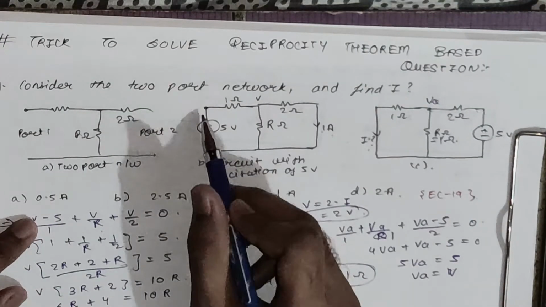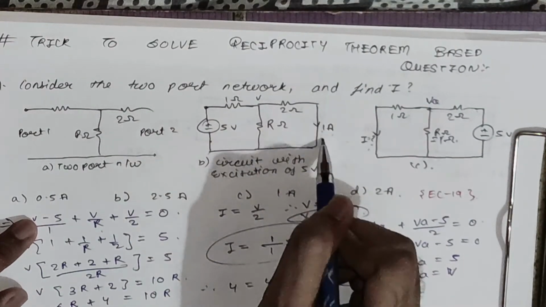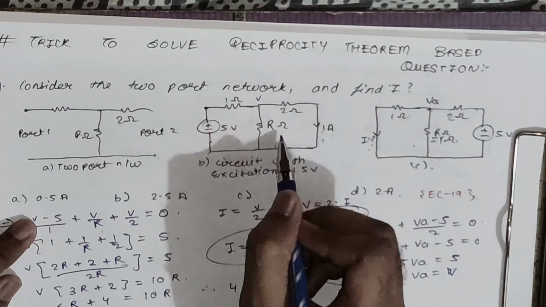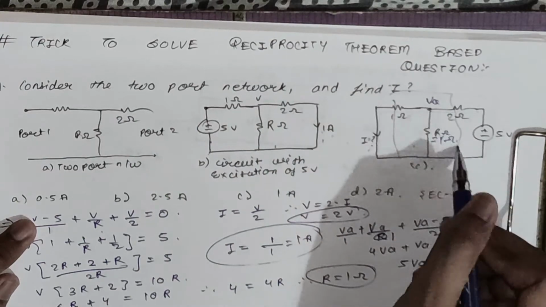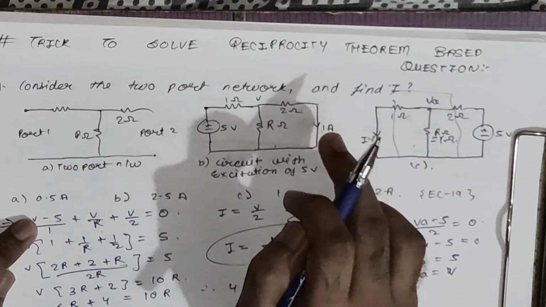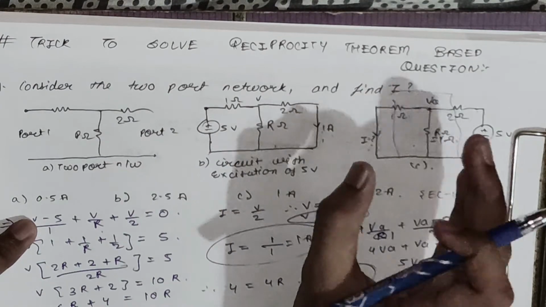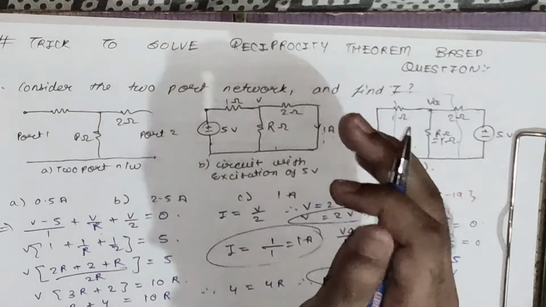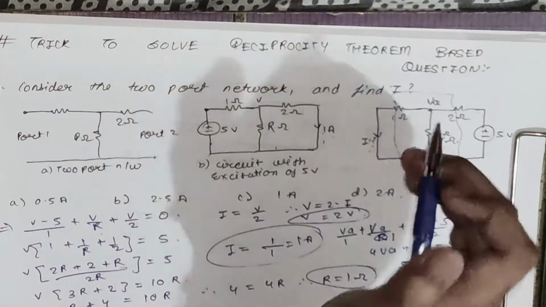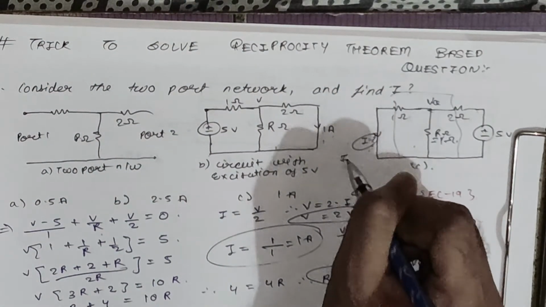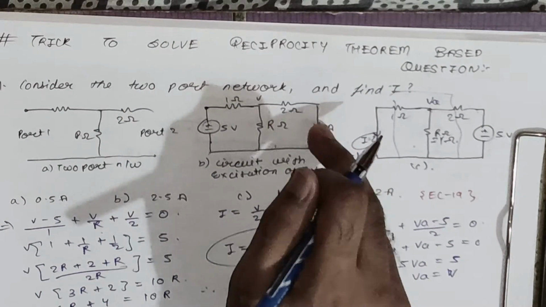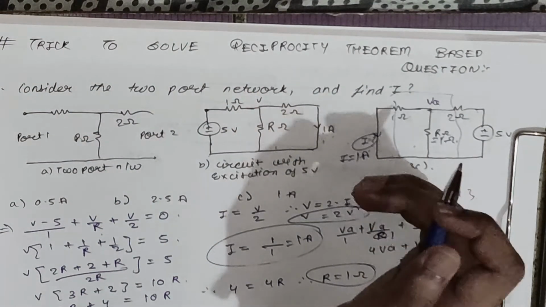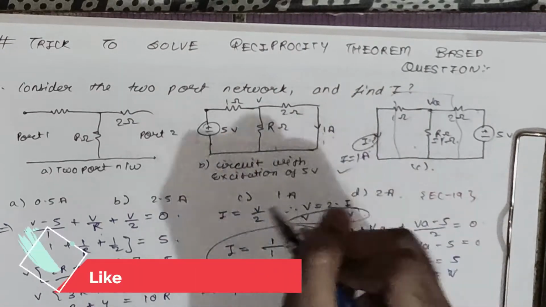So here you can see at the input we have 5 volt, at the output we have 1 ampere, within this two port network. While in this network, the network is the same, the only change is in the position of this current and the source. So you can see the current is changed from output to input. But as we know, the ratio of response to the excitation will be constant. So we will say this I will be nothing but 1 ampere. You can change the position of 1 ampere to the input side and you will get the same excitation. So we will say the answer will be 1 ampere.